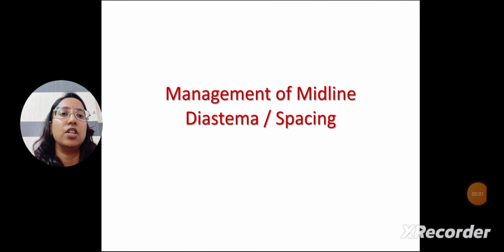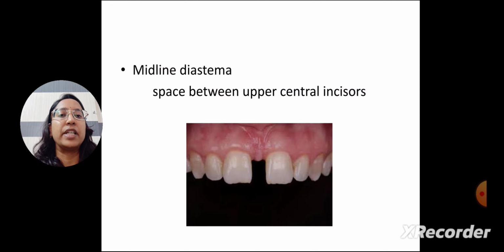Good afternoon. Today's topic of the lecture is management of midline diastema and spacing orthodontically. So, what is a midline diastema? Diastema means a gap. So, midline diastema very commonly refers to the space between the two upper central incisors.